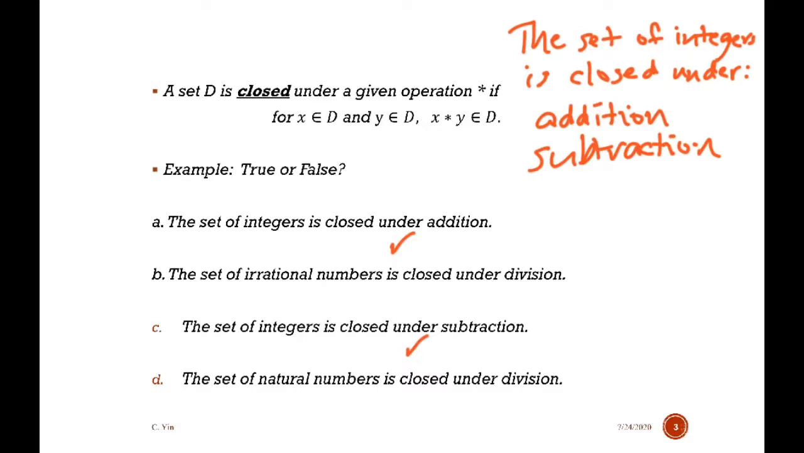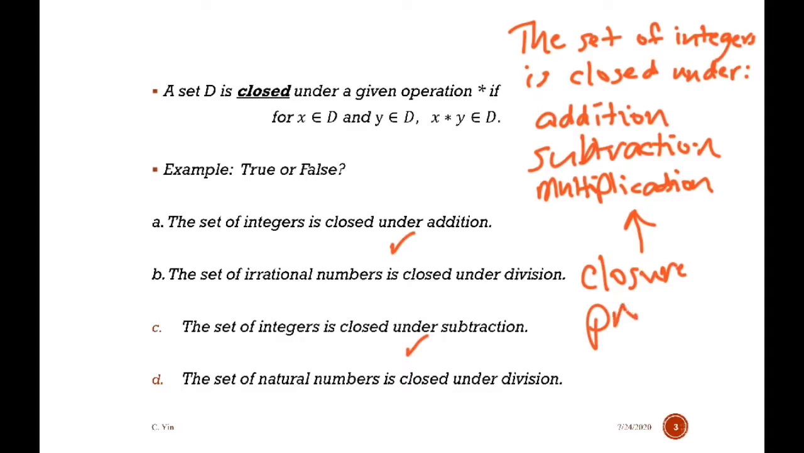Does not work for division, all right, because if you take two integers, it's possible to divide them and not get another integer. But what about multiplication? Yeah, that works too. If you multiply two integers, then you are definitely going to get another integer. So a lot of times people will say, oh, this is the closure property. And we can use that to shortcut some things in the future. So the closure property of integers, it's closed under addition, subtraction, and multiplication.